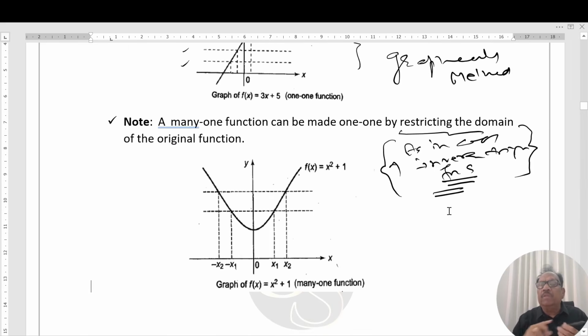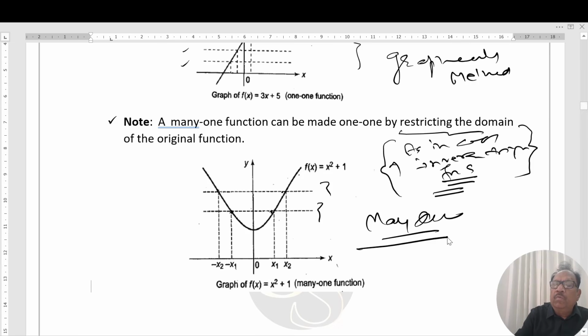And the second function was y equals x square plus 1. This is a parabola like this. If you draw a line parallel to the x-axis, the points of intersection are one here, one here, one here, one here. It means the line intersects at more than one point, so this is many-one.